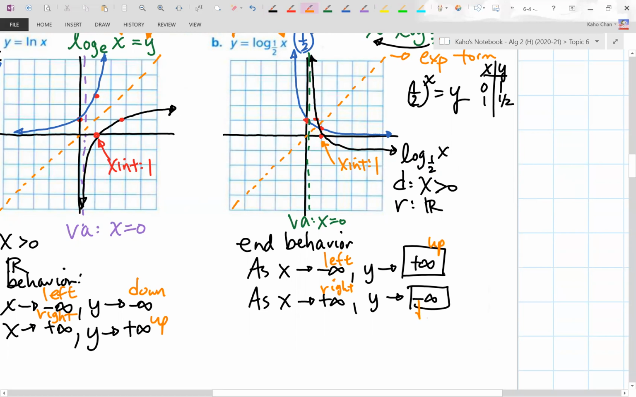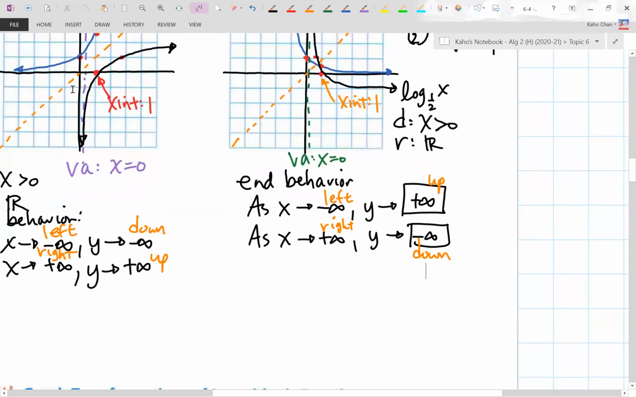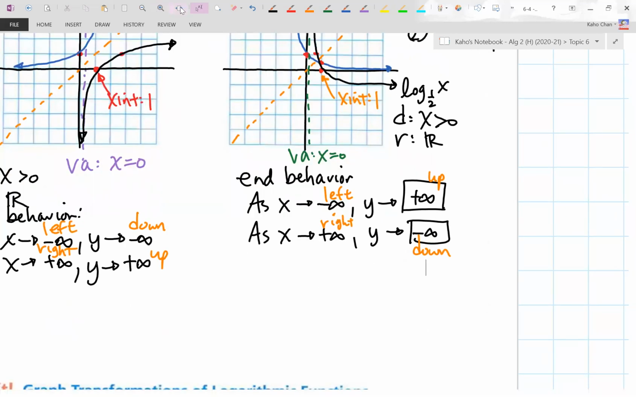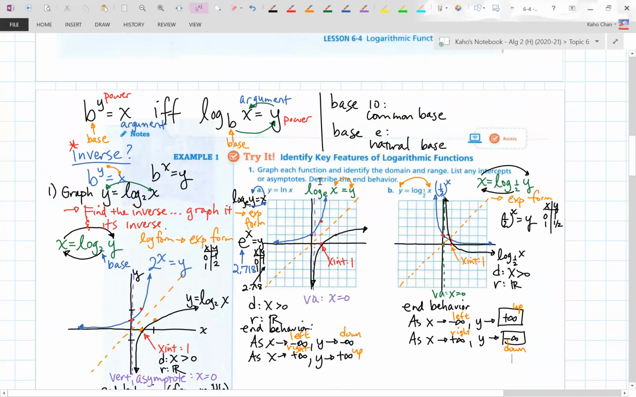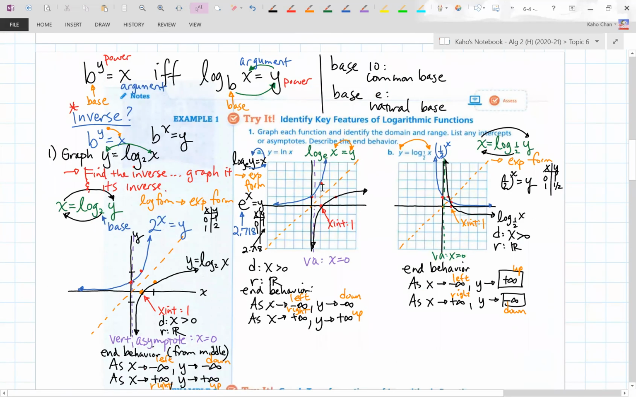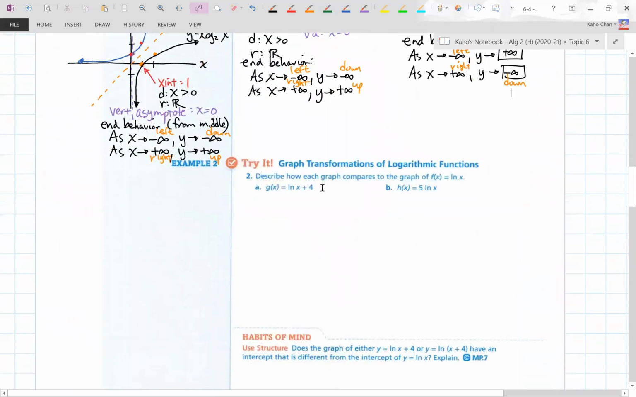All right. Any questions? That takes care of example 1A and 1B and the one I threw in all together. How are we doing? It's a lot so far. Woo. All right. Let's move to example 2. Graph the transformations of logarithmic functions. Describe how each graph compares to the graph of ln x.